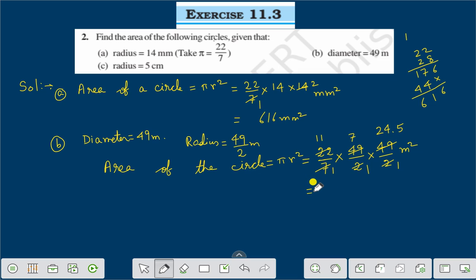If we multiply this one, that is 7 into 11 is 77, into 24.5 into 24.5. Now if you multiply this one, we'll get the value. You multiply 24.5 by 77. We multiply 5 into 7, 35, 3 carried, here it is 5.